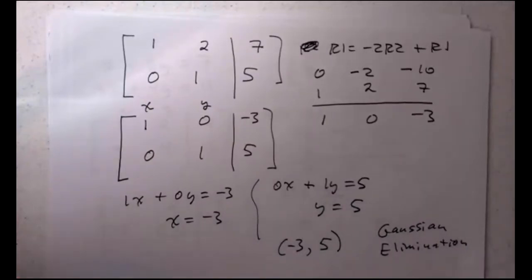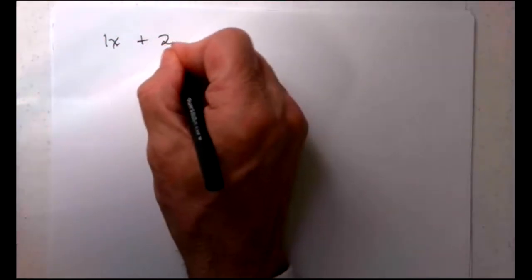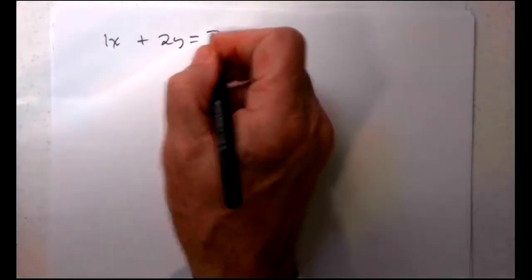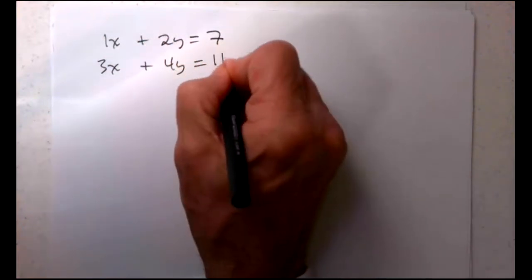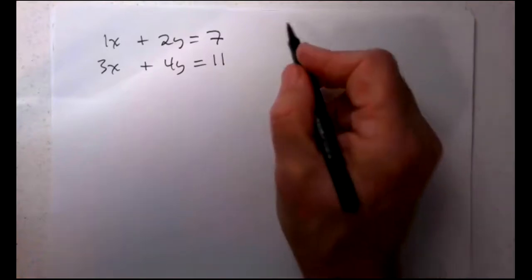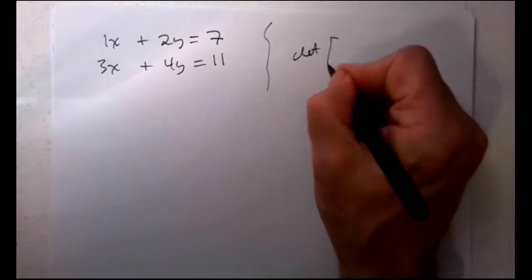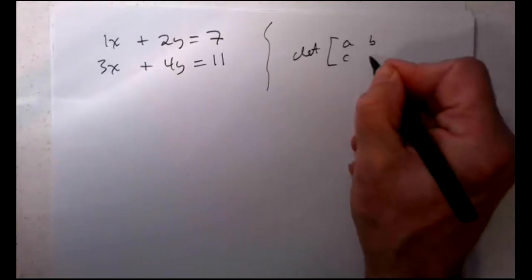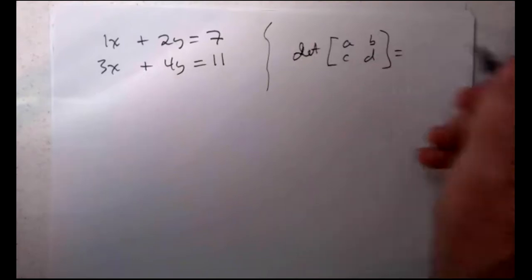Okay, we have Cramer's Rule next. So let's talk about how we do Cramer's Rule for this problem. We have 1x plus 2y equals 7, and we have 3x plus 4y equals 11. I've got to remind you how to do a determinant. If I have a matrix like this, A, B, C, D, the determinant, that's DET, is AD minus BC.